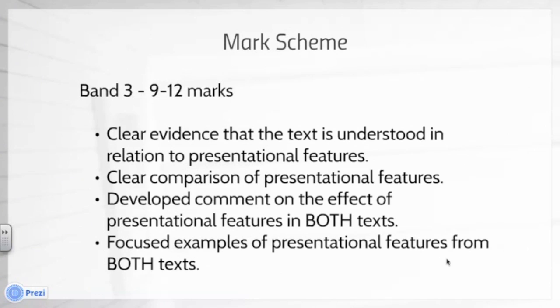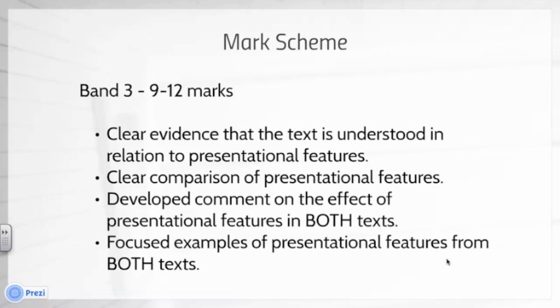This question is worth 12 marks on the exam, and in order to get the top band 3, 9 to 12 marks, you've got to show the examiner that you fully understand which presentational features are used in the texts and why they've been used. So you need to be commenting on the purpose and effect of those presentational features. You need to be able to offer examples of those features. And most importantly, because it is a question on comparison of presentational features, you need to be comparing both texts. So you need to be saying what's the same and what's different.